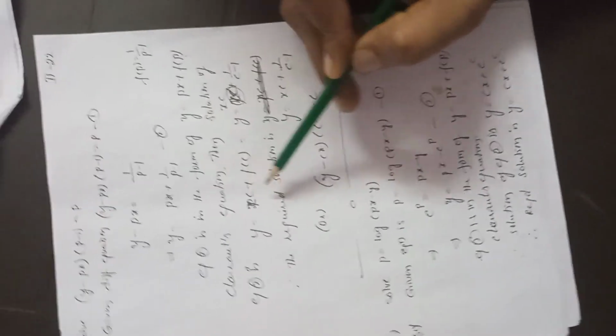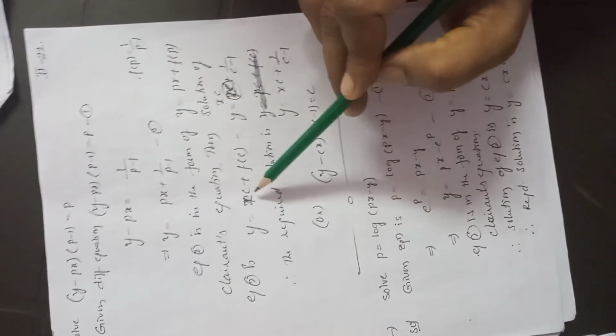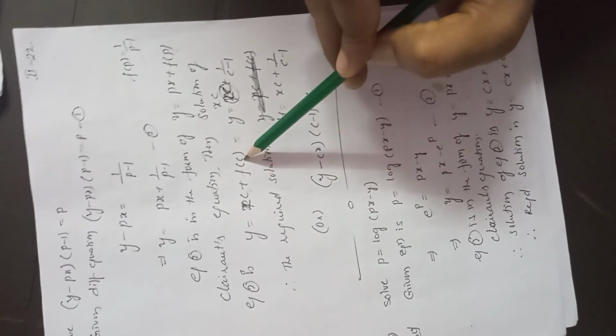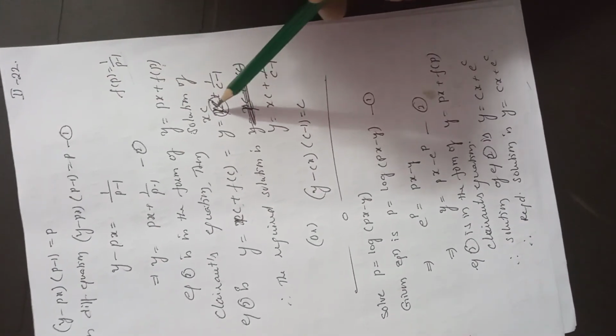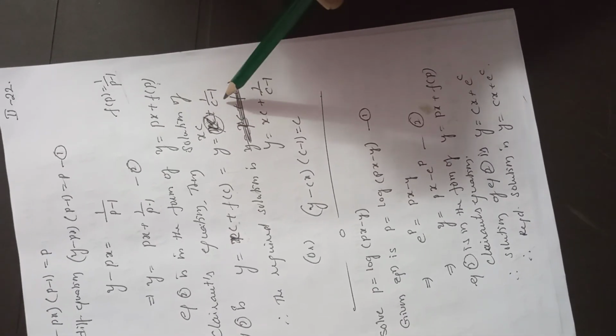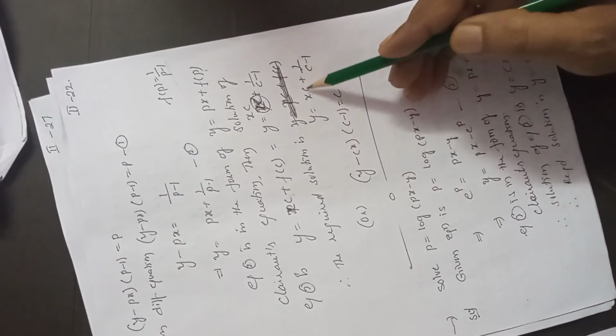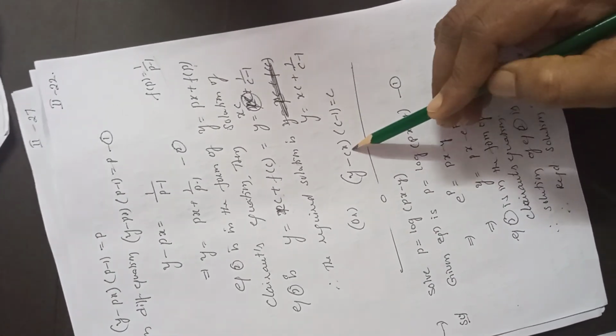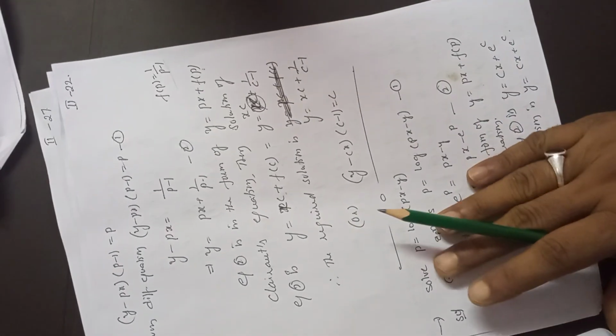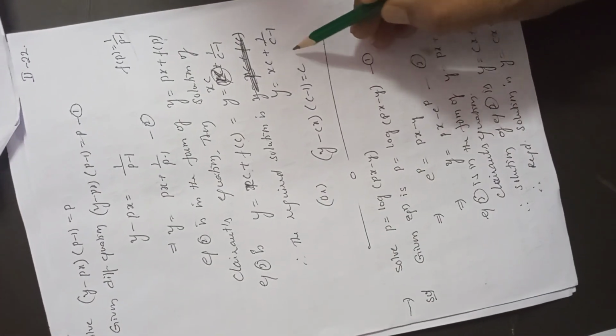Then what is the solution? Replace p by c. Now y is equal to x into c plus f of c. But what is f of p? 1 by p minus 1, so y is equal to xc plus 1 by c minus 1 is the solution of the given differential equation. Or else you can cross multiply by taking the LCM. First of all, transporting this to the right side, y minus xc into c minus 1 is equal to some constant c, or 1, you can write anything, you can write 1.